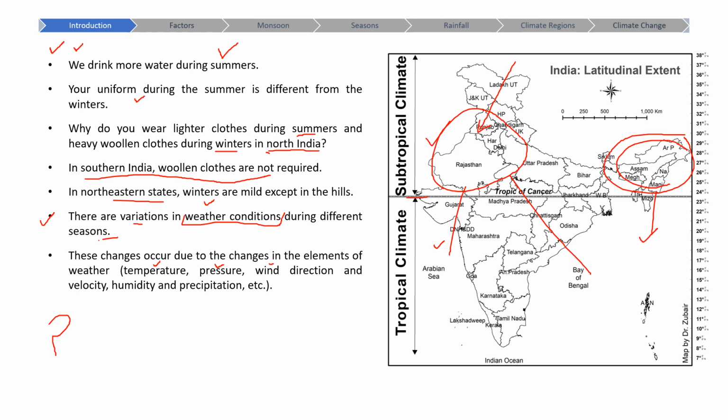He is not talking about the climatic condition. There are variations in the weather condition during different seasons. So these are known as the elements of weather. What are the elements of weather? Temperature, pressure, wind direction and velocity, humidity, and precipitation. So we will learn about these elements.